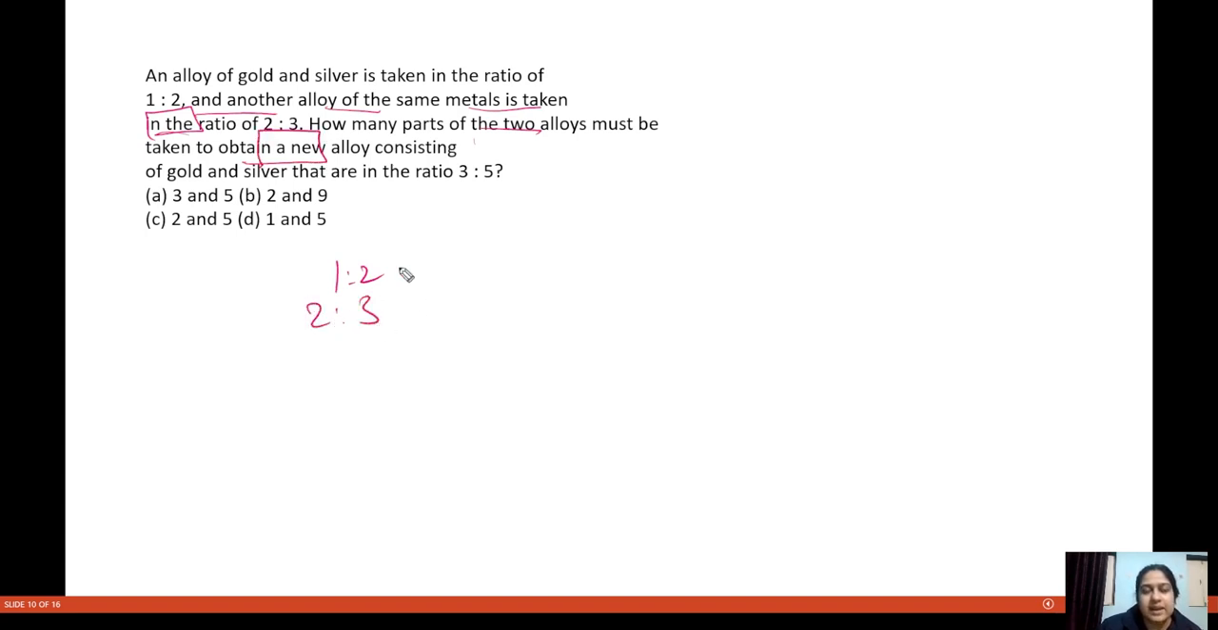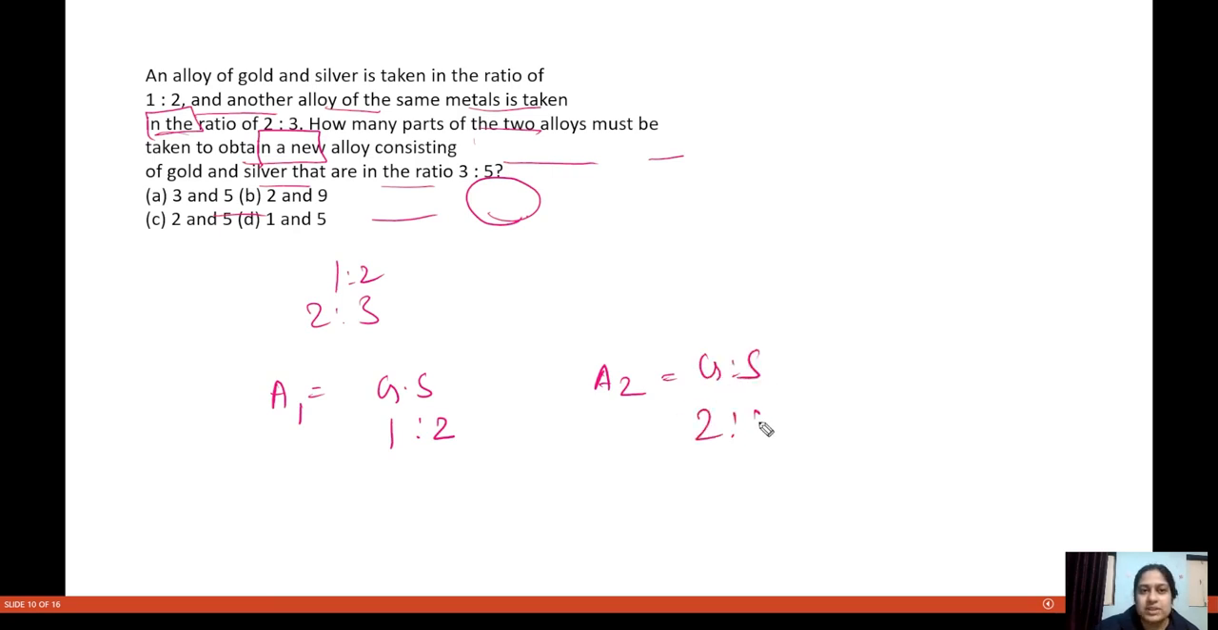So what it is saying is that you have an alloy of gold and silver in the ratio 1 is to 2. Okay, this is alloy A1. Another alloy you have of gold and silver is in the ratio of 2 is to 3. Now how many parts of the two alloys must be mixed to obtain a new alloy consisting of gold and silver in the ratio of 3 is to 5?